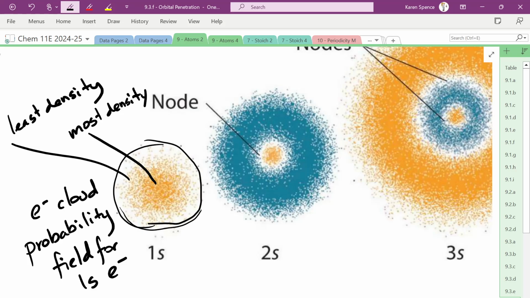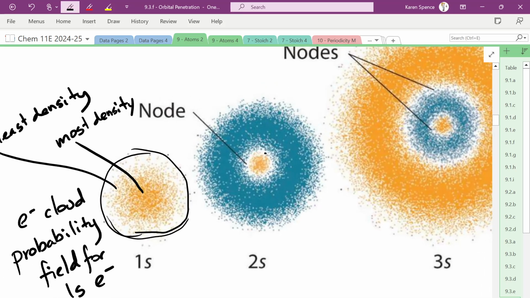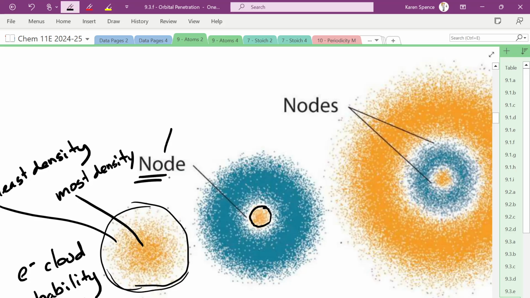But it's extremely, extremely, extremely unlikely, you're more likely to win the lottery than have that electron be over there, okay? Now, 2s, do you see how 2s does have some density close to the nucleus? But then we have a node, and a node is where there is no electron density. Node for no electron density. There is a gap.